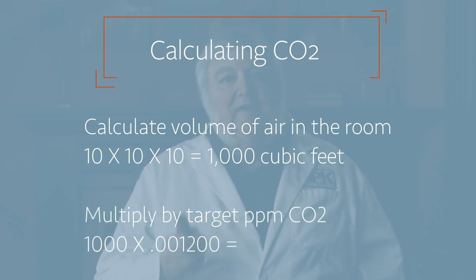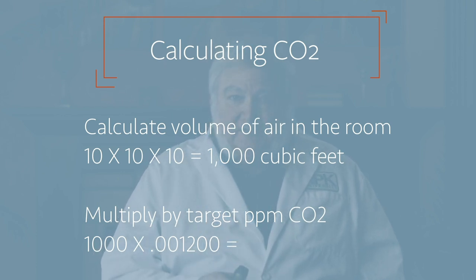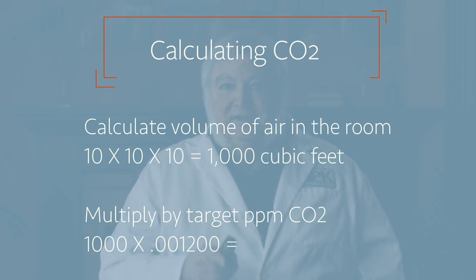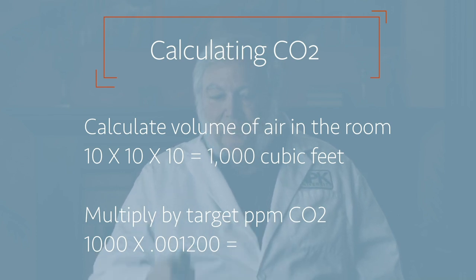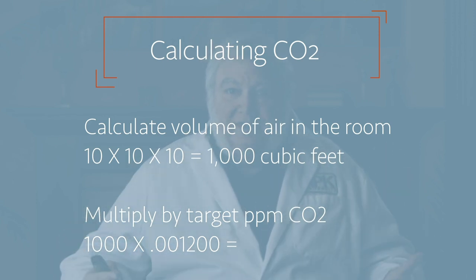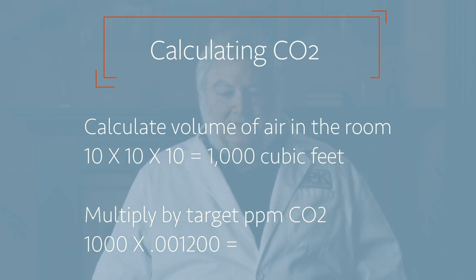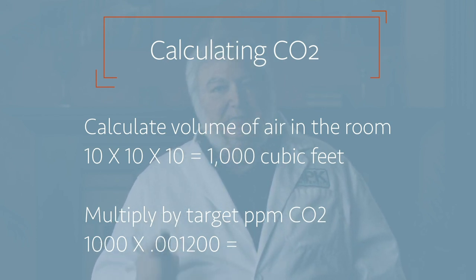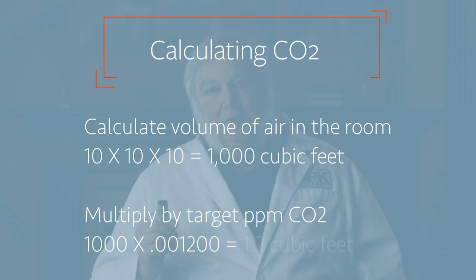And 1,200 parts per million is a decimal number, 0.001200. Remember, it's tenths, hundredths, thousandths, 10,000ths, 100,000ths, millions. So 0.0012 is 1,200 millionths, or 1,200 parts per million. So multiply that, and then you'll know how many cubic feet. So 1,000 times 1,200 millionths equals 1.2 cubic feet. That's how much CO2 to add to your room to reach a target of 1,200 ppm.